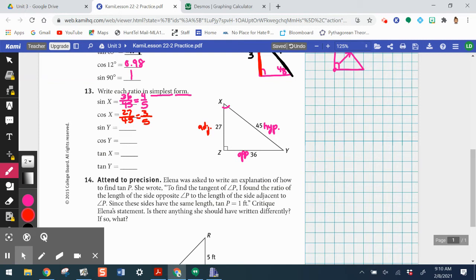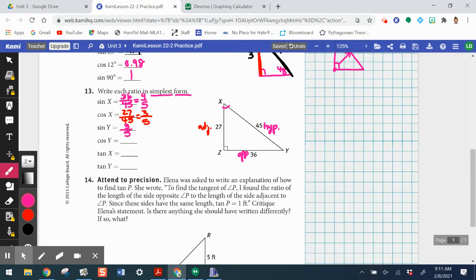Now, before we even attempt to look at the sine of y, let's recall something that the book tried to make very clear to us. The sine and cosine of complementary angles are equal. So, if we found that the cosine of x is 3/5, then the sine of y also has to be 3/5. And we'll prove that here.